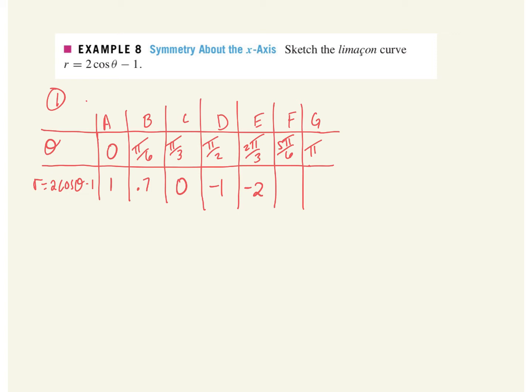And then we can start to see the other type of mirror image happening with our unit circle. The 5 pi over 6 is going to give us the negative root 3 over 2, so the negative root 3, another minus 1. So instead of a 0.7, we have a negative 2.7, roughly. 0.73 to be a little bit more exact, not that it matters, and negative 2.73. And then at pi, 2 times negative 1 minus 1, we get a negative 3.